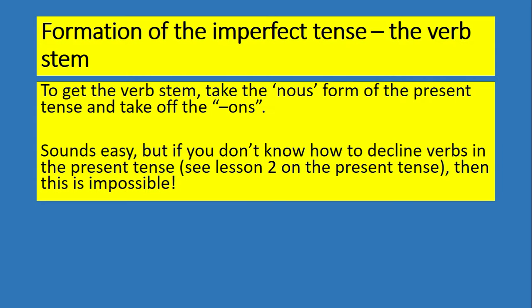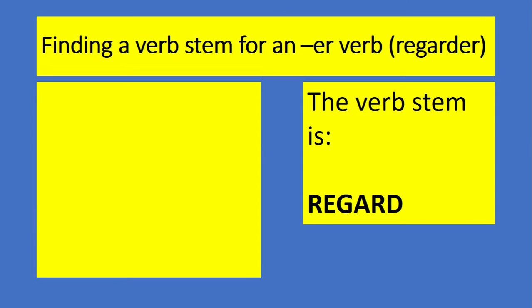So I have done a lesson, I think it's lesson number 2, about the present tense. So if you can conjugate an ER, an IR and an RE verb, at least, then you'll be able to transfer verbs into the imperfect tense with relative ease.